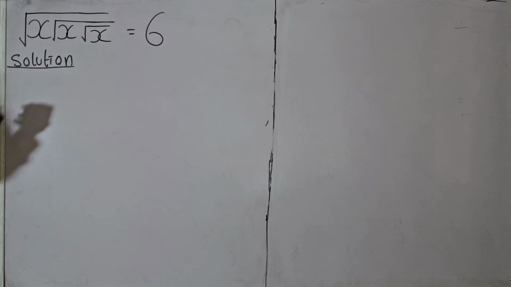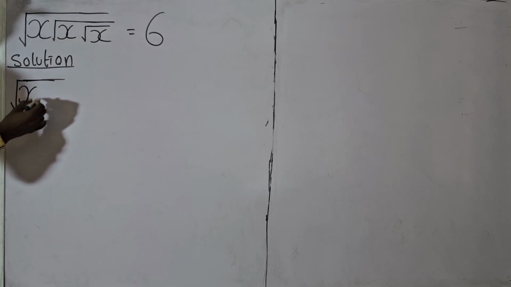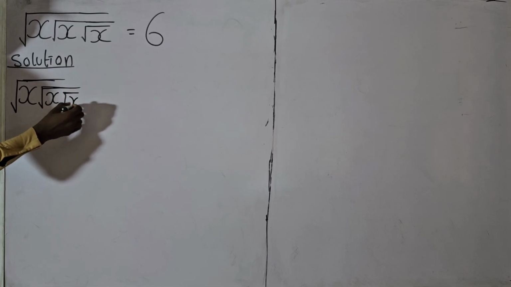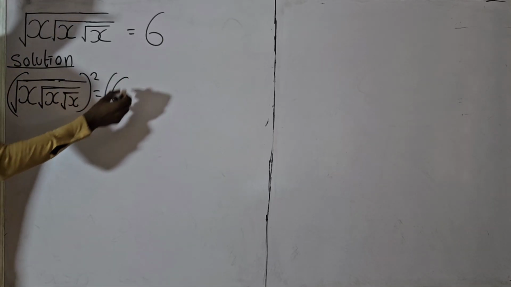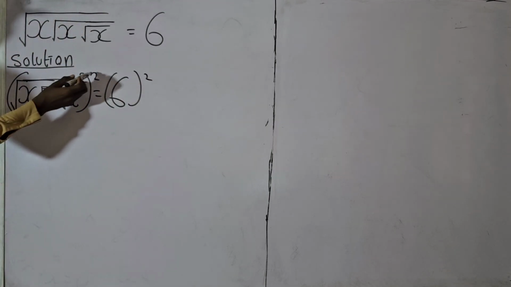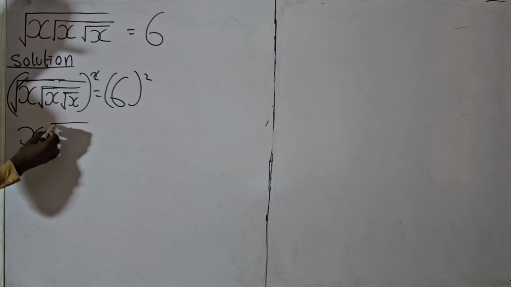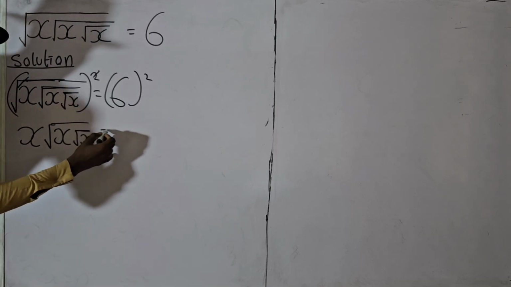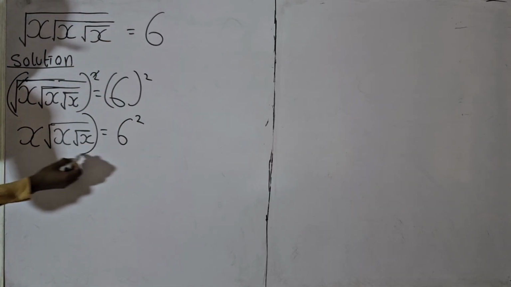Are you following? So we have root of x multiplied by root of x multiplied by root of x, and this is equal to 6. Let us square both sides. I'm going to have this, and it will eliminate this. So we are left with x root of x multiplied by root of x equals 6 raised to the power of 2. The next step is that we are still going to square both sides.